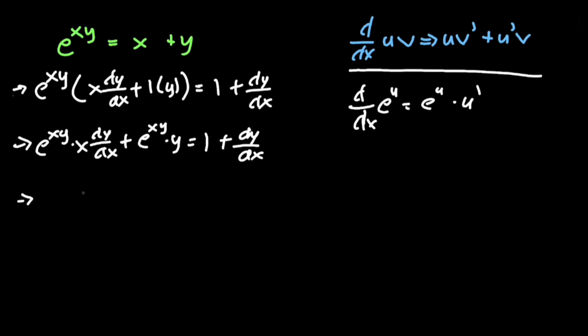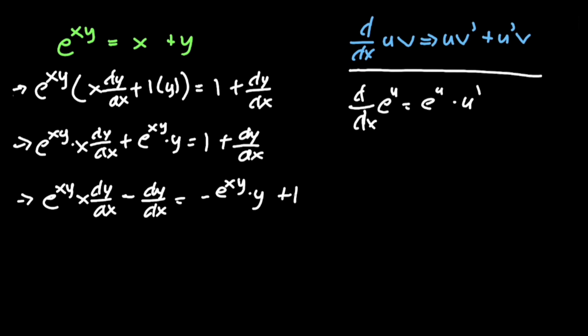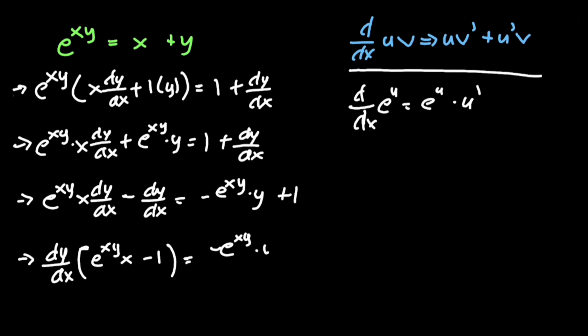Put all dy over dx on the left side, so you will get e raised to the power of xy multiplied by x dy over dx minus dy over dx is equal to negative e raised to the power of xy multiplied by y plus 1. Factor out dy over dx here. So you will get dy over dx multiplied by e raised to the power of xy multiplied by x minus 1 over negative e raised to the power of xy multiplied by y plus 1.